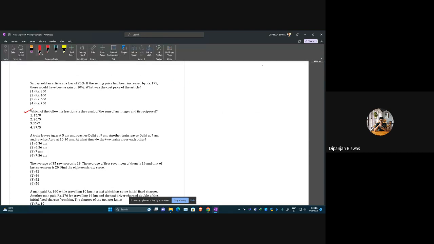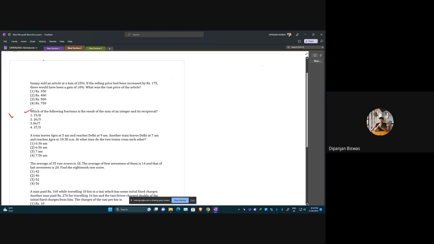Moving to the concluding question of today's session. Which of the following fractions is the result of the sum of an integer and its reciprocal? This is a very good question.